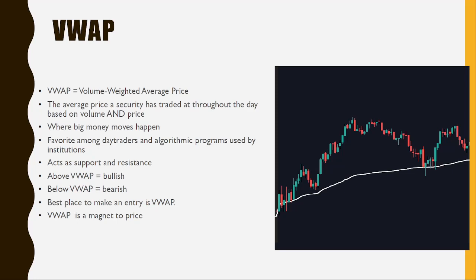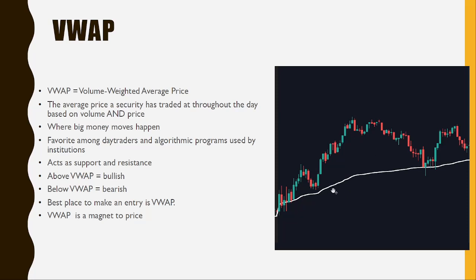VWAP considers volume and price, and this is where big money moves happen. If you called your broker back in the day and said, I want 1,000 shares of Apple, they'd say, okay, well, I can guarantee you VWAP pricing. So this is what institutions use. This is why it's a favorite among day traders and algorithmic programs used by institutions.